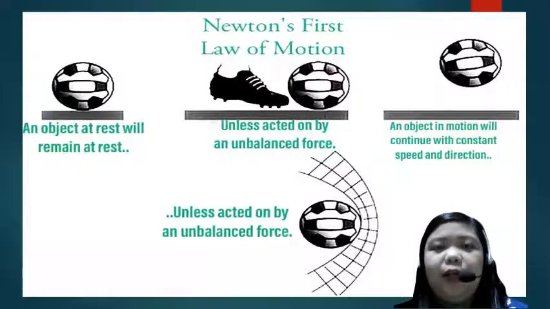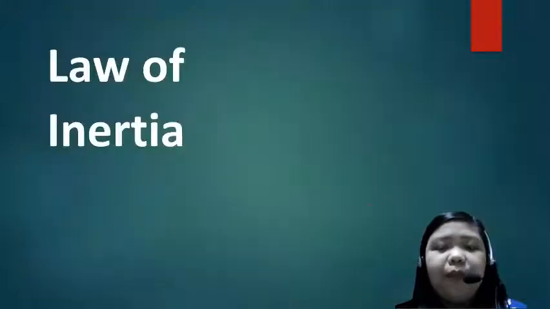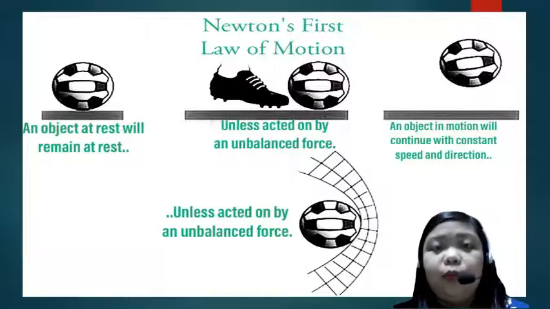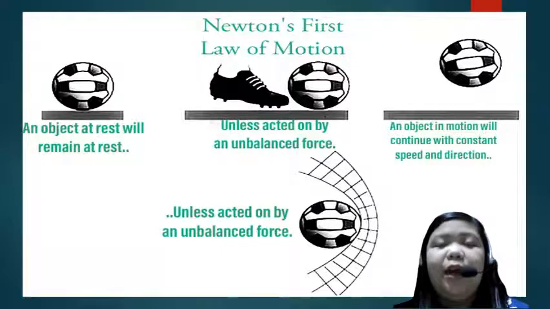Law number 1 is the law of inertia. For Newton's law of motion under the law of inertia, the main idea is that an object at rest will remain at rest unless acted on by an unbalanced or external force. So it simply means that an object at rest will remain at rest. Okay? So it will not move unless there is an external force added onto it.